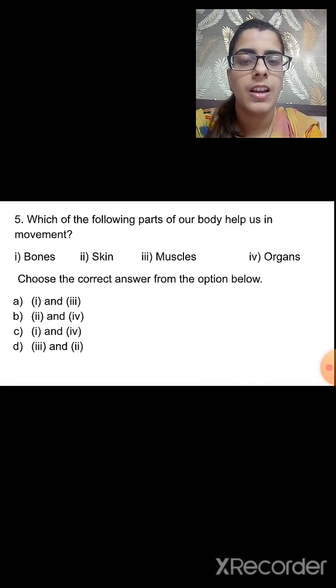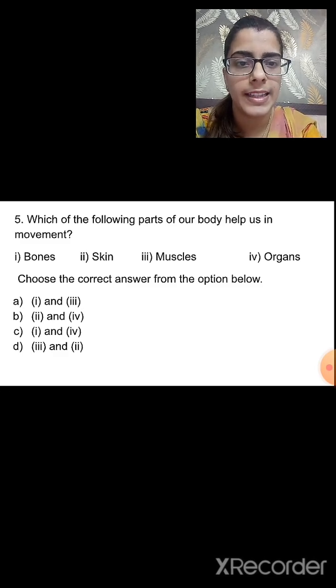Fifth, which of the following parts of our body help us in the movement? So, you have to tell which of the following parts that are given help in our movement. Bones, skin, muscles, or organs. You have to choose the correct option.